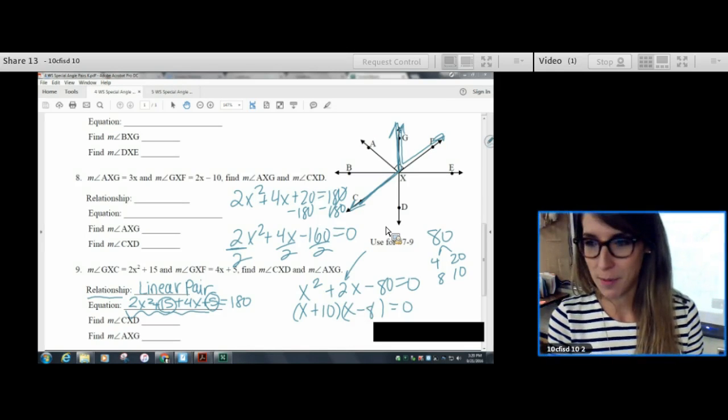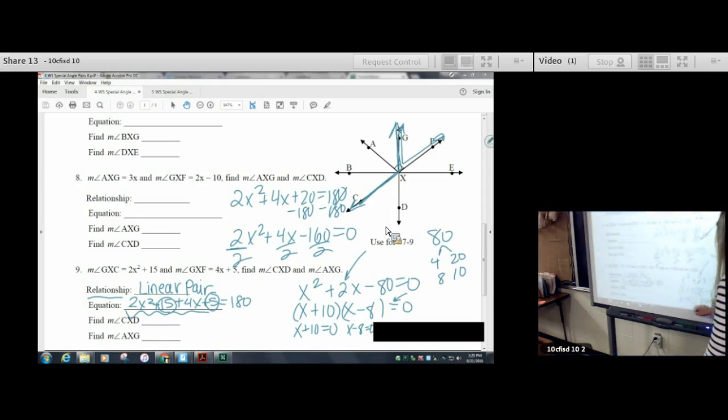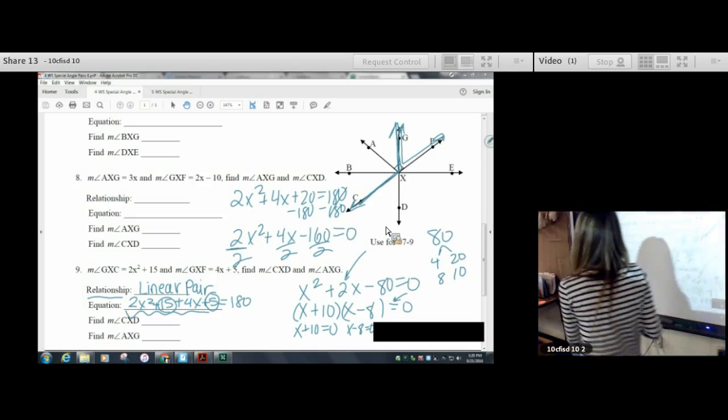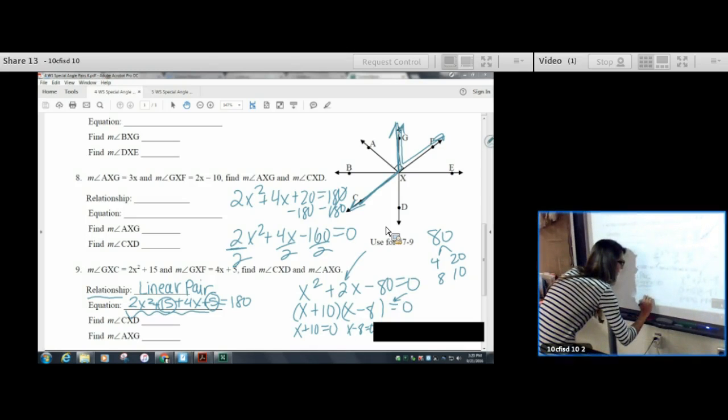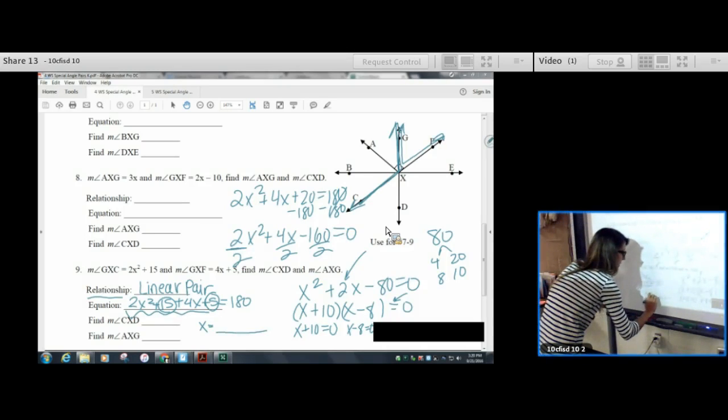We are one step away from solving for x. We set these equal to 0. x plus 10 equals 0, and x minus 8 equals 0. We subtract 10 from both sides. We add 8 to both sides. We've done all that work, so x equals negative 10 and 8.